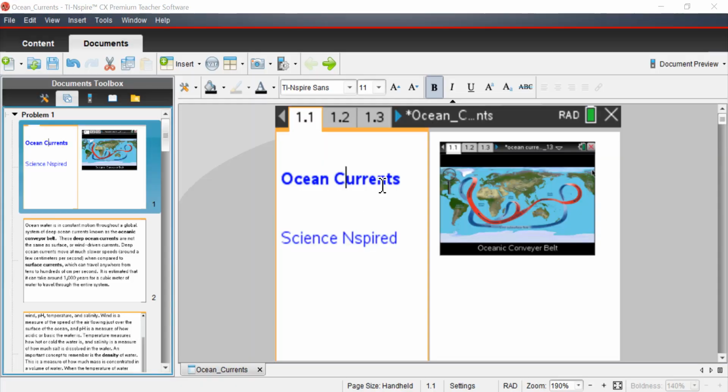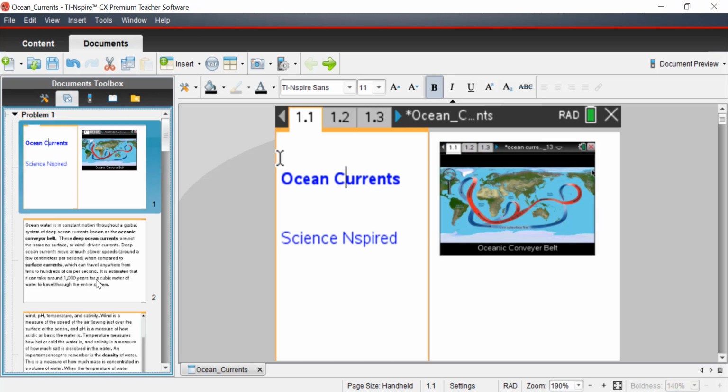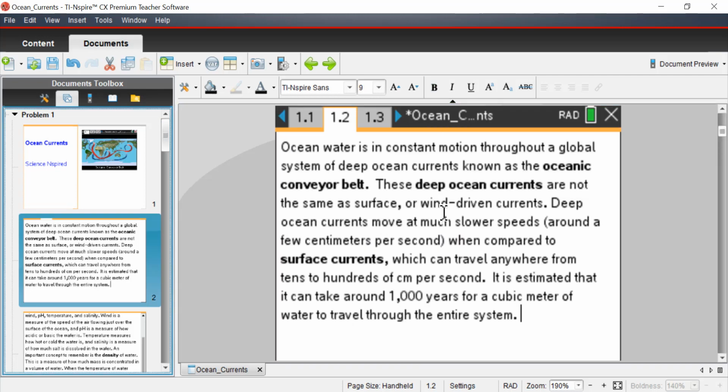Okay, so I've got my file Ocean Currents from ScienceInspire.com opened up in the TI-Nspire CX Premium software. I'm on page 1.1, and you can use this file on either the software or on a TI-Nspire CX or CX2. It'll work with either of those. All right, let's go to the next page, 1.2.